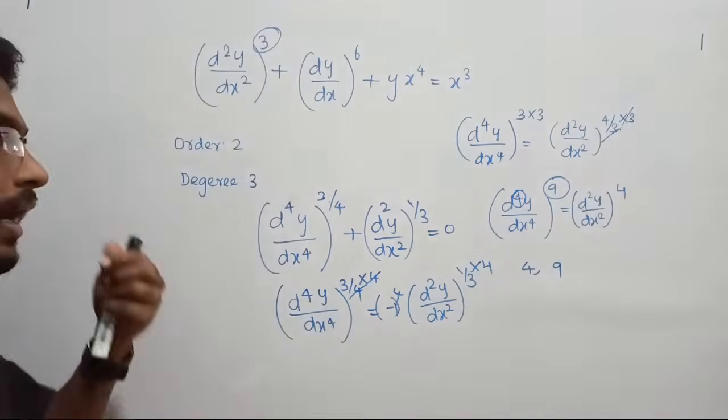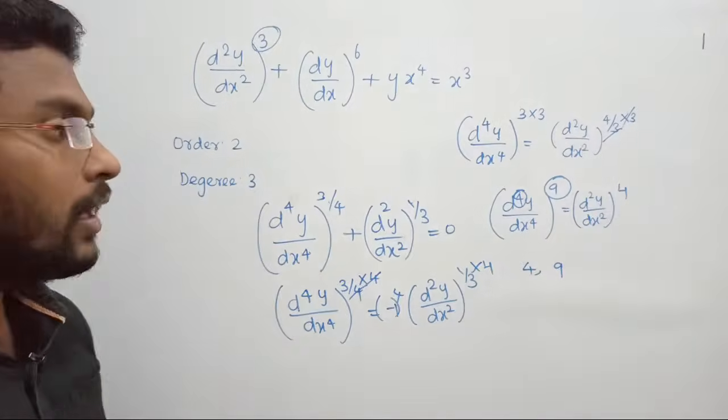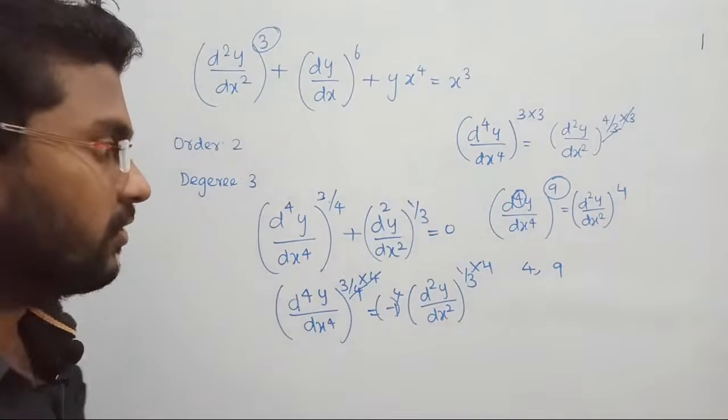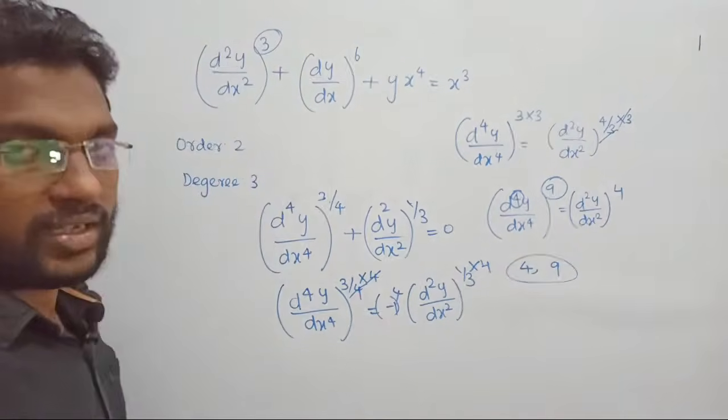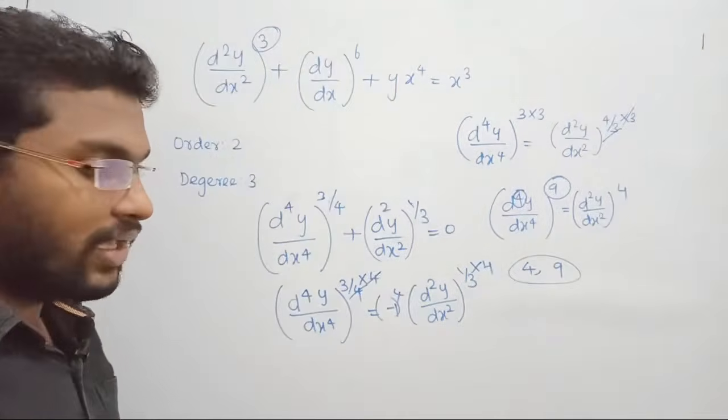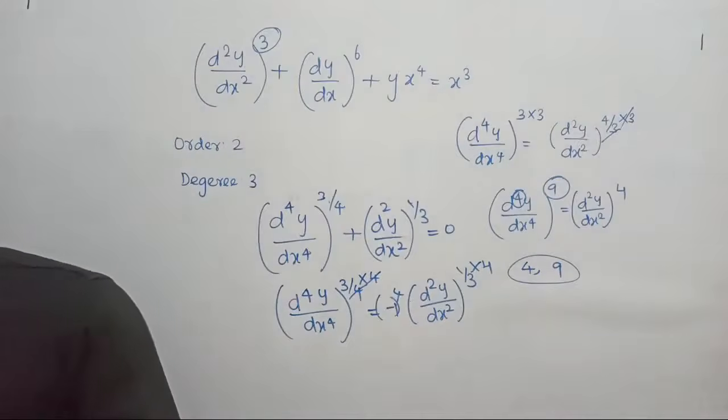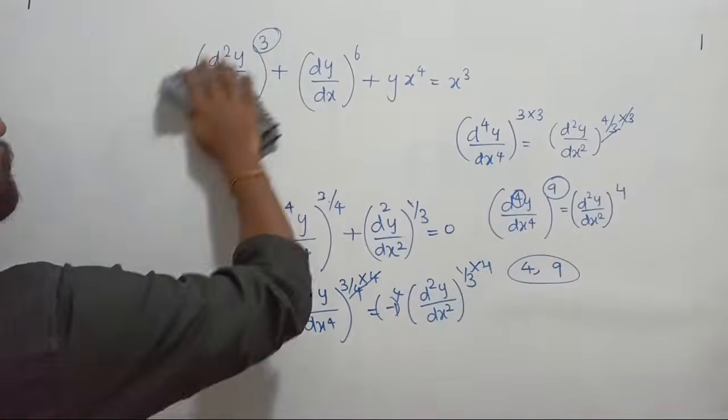What do you mean by order? Highest derivative. What do you mean by degree? Power of the highest derivative. Clear? That's all. So that is how we are finding degree and order of the differential equation. I hope things are very clear to you all. Anyway, let us take one more small example for your best understanding, right?